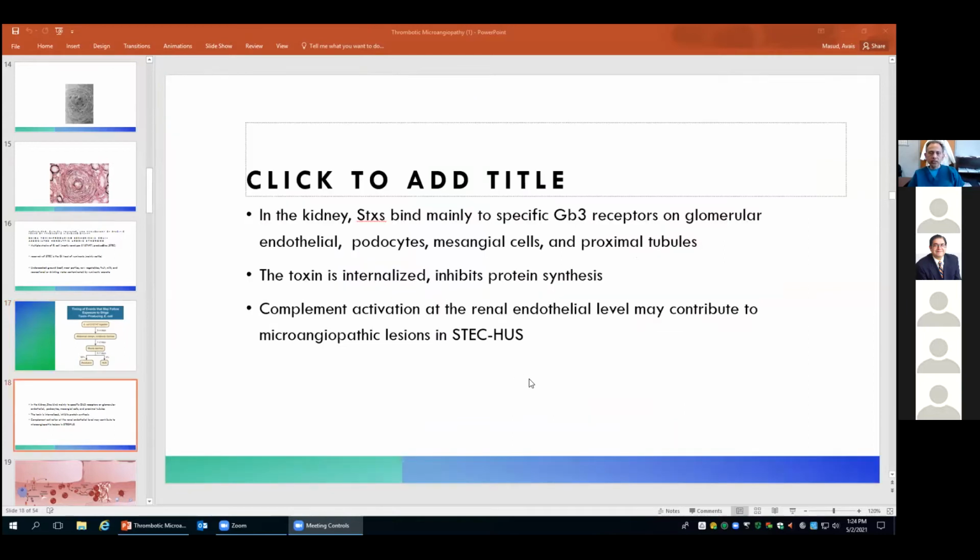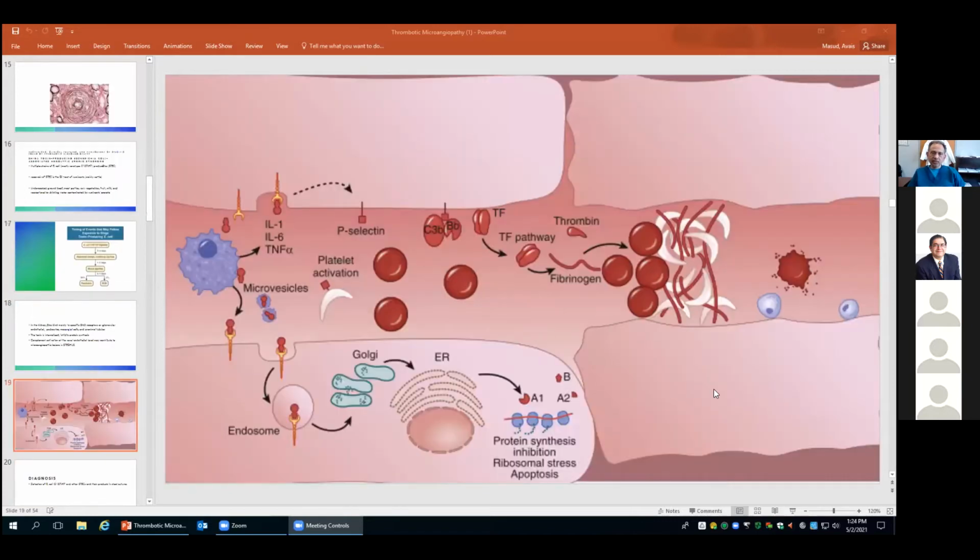So the toxins bind to the Gb3 receptor. What happens then? Let me go to the next slide and explain this better. So this is the toxin, which goes to the intestine.